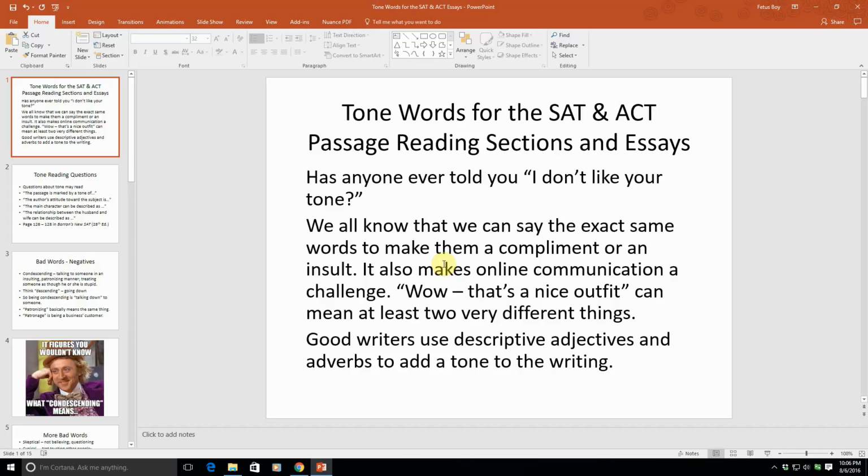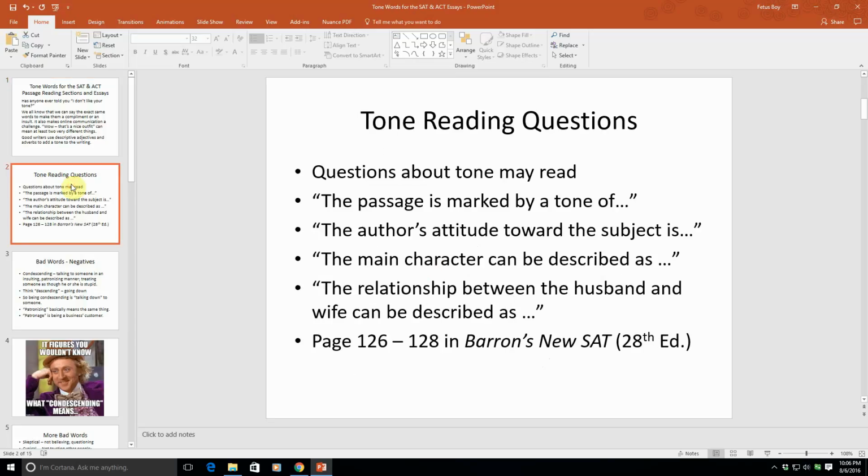So, good writers know how to use descriptive adjectives and adverbs to add a tone to writing, where you obviously can't hear the person, it's just words on a page. So, tone reading questions, they may ask something like, "The passage is marked by a tone of," and you have to choose between four different choices.